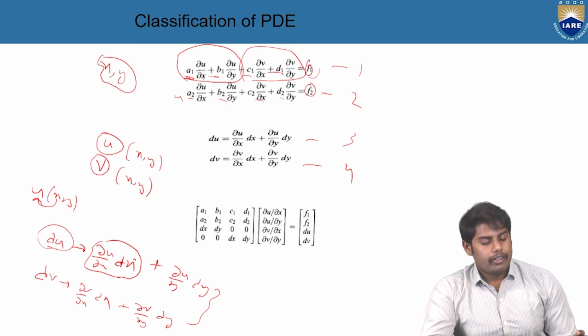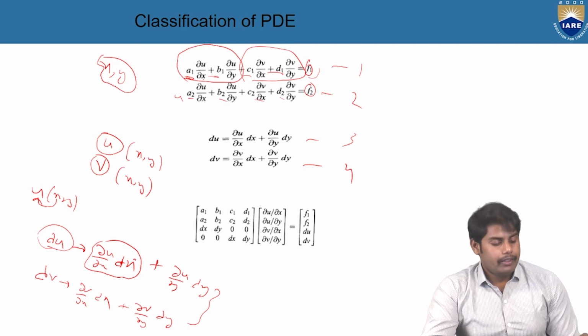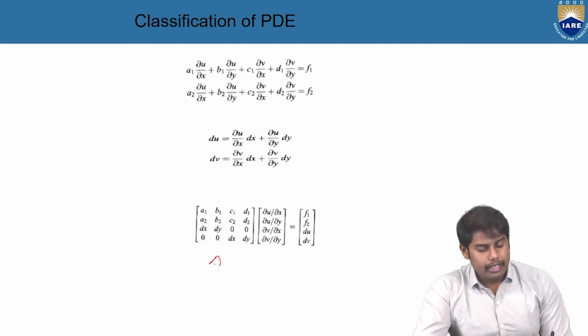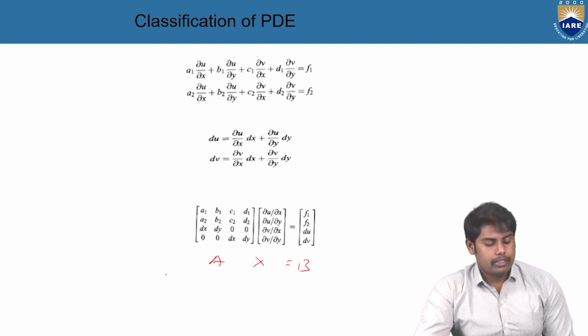So now what we need to do is assume, or form, a matrix form. So this is the A x is equal to B form. Okay, so this is what we have: A x is equal to B.